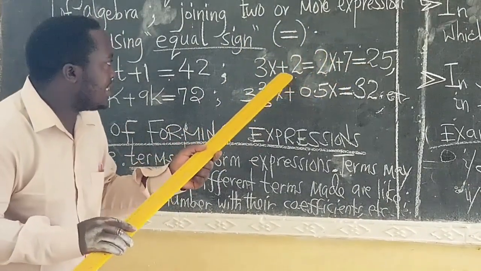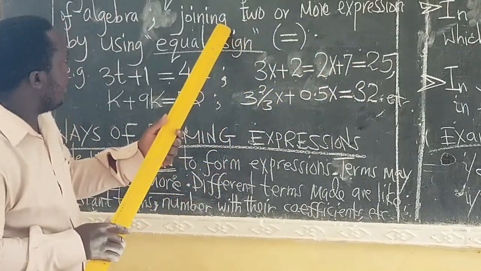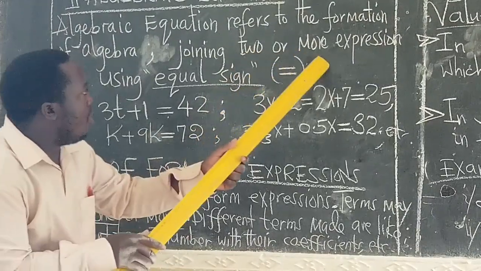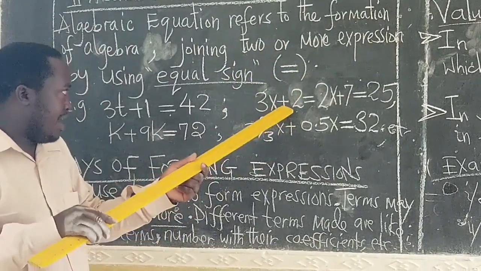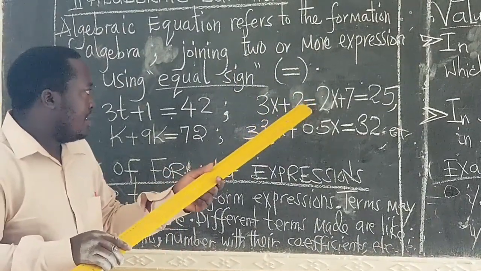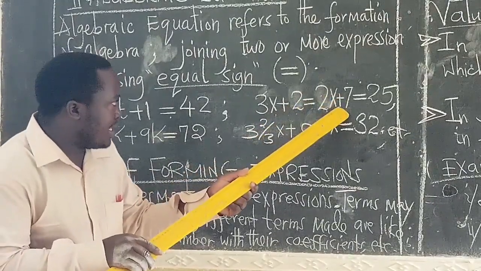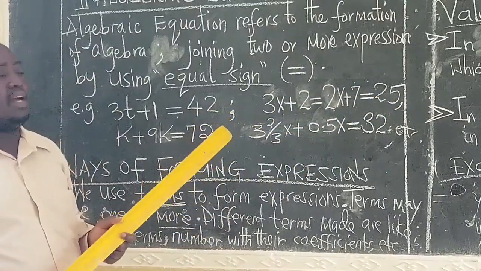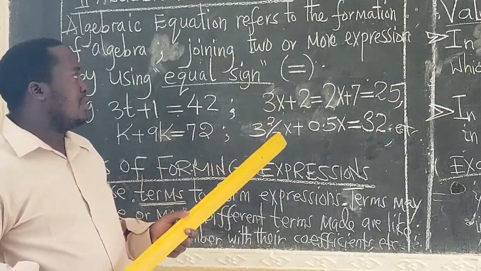There are about 3 expressions. We say the algebraic equation can be formed by 2 or more expressions. So here we have one expression. Here again one expression, and here one expression. Together we have 3 expressions there. So there are more than 2 expressions.